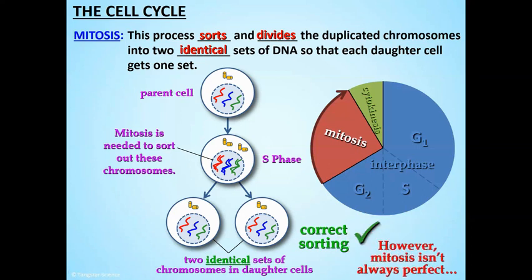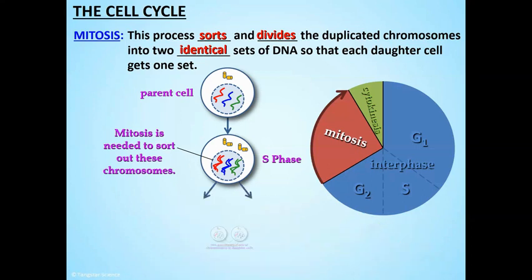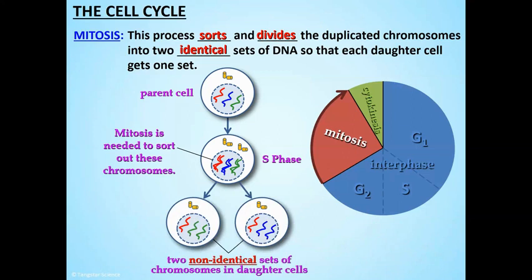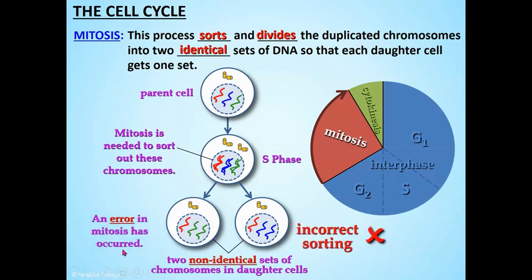However, mitosis isn't always perfect. Do you think there's another stop point? Let's hope so. It says, sorry, my thing is in the way. There we go. Two non-identical sets of chromosomes in daughter cells. Do you see how there's a difference here? This is incorrect sorting, and an error in mitosis has occurred. So you can see that it should have a red, blue, and a green. And instead we have two blues and a red, two greens and a red. Okay, so there's been an error.